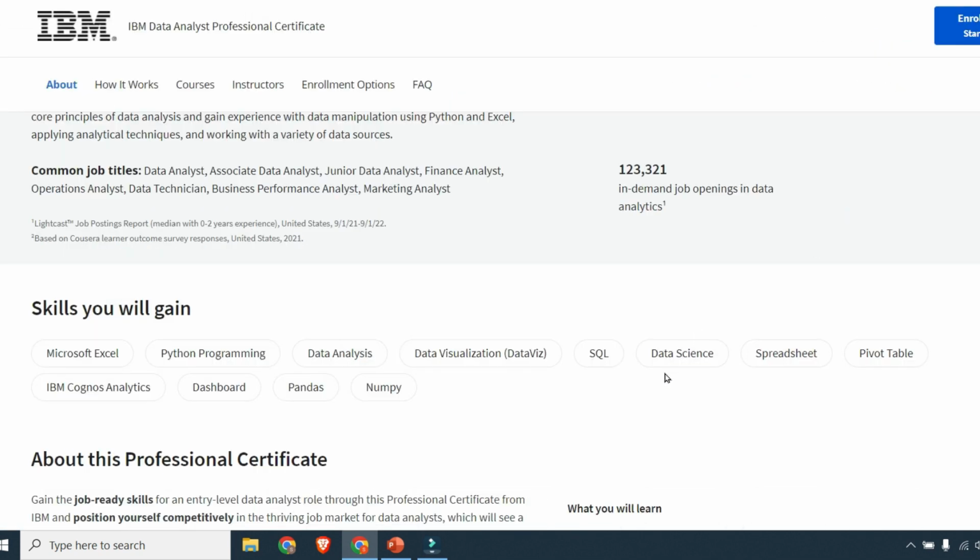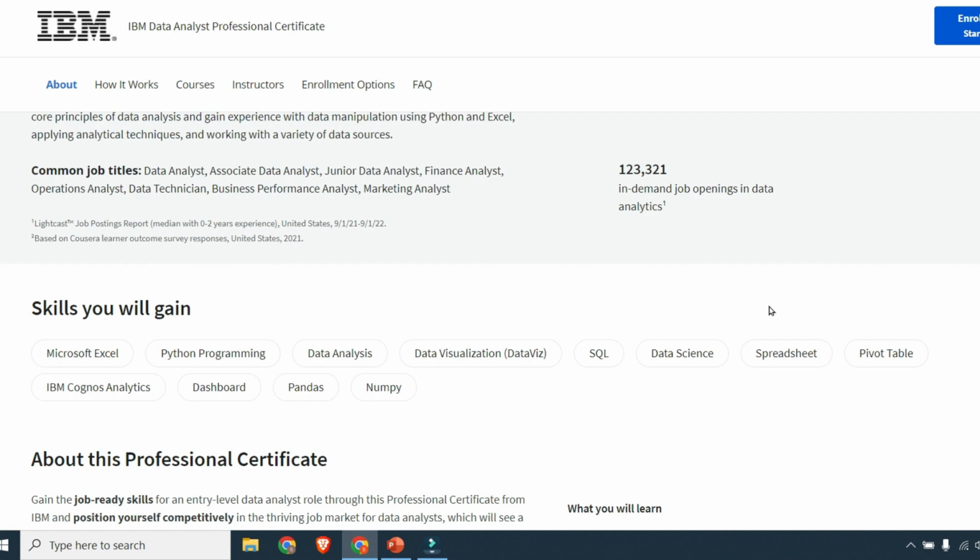It covers all of the same things pretty much as the Google one, except they do use Python, and they also cover pandas and NumPy. NumPy is just another library that you use with pandas. The other thing here is they use obviously their own analytics platform, which is Cognos.